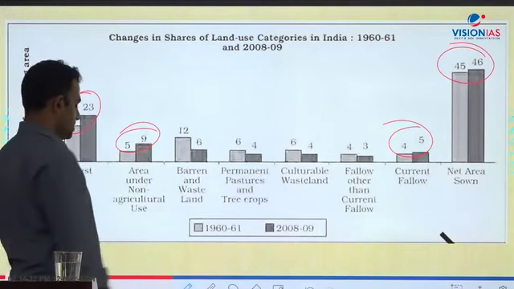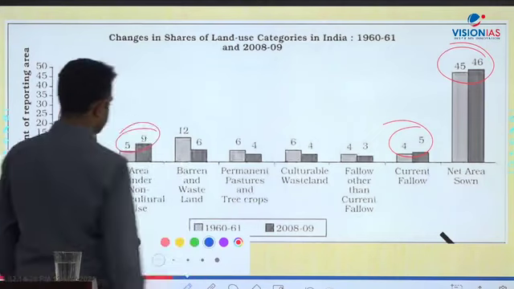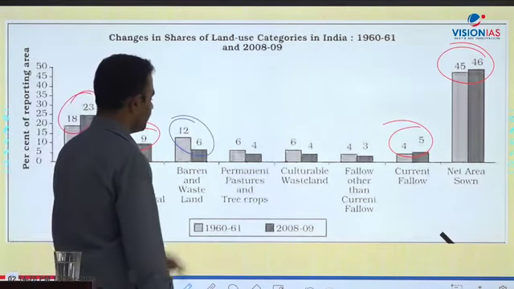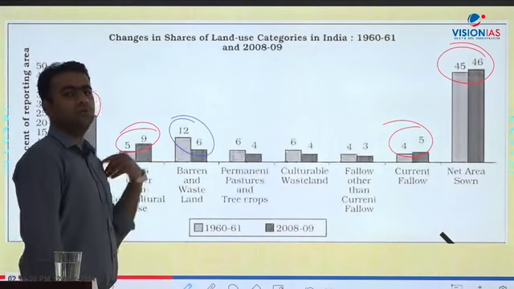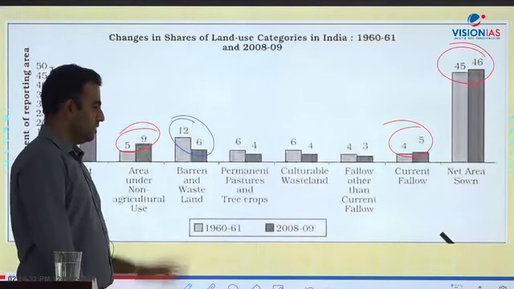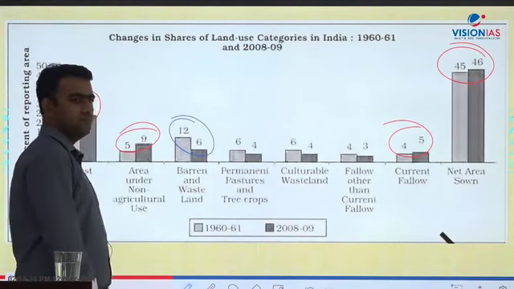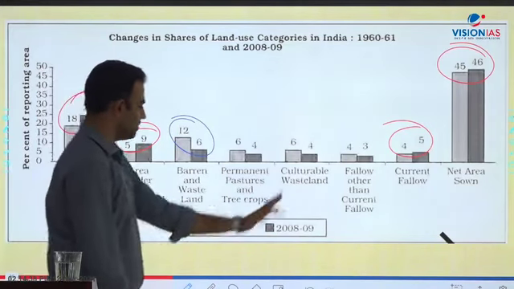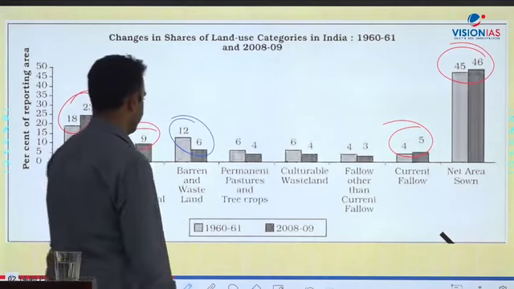So, बाकी सारा you can see they have decreased. Barren and wasteland has decreased. Why? Because over the period of time we have developed the technology to even do agriculture in the barren land. That's why it has decreased more than 50%. 12% था, अभी 6% हो गया. अभी मतलब latest 2008 का data.